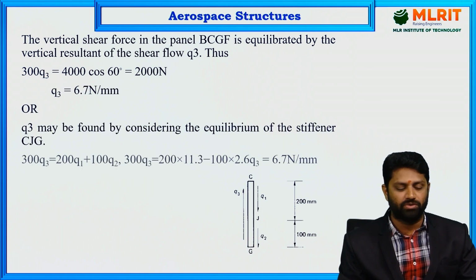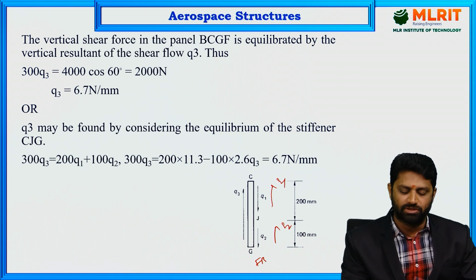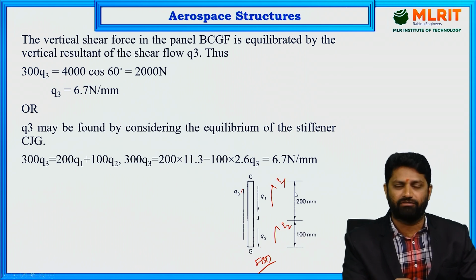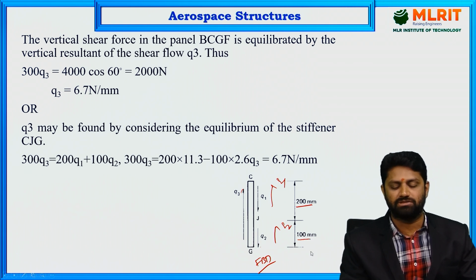Here we are considering the third panel like this. In the diagram we represent Q1 in the upward direction and Q2 in the upward direction. In the free body diagram, you have to represent Q1 and Q2 in the downward direction and Q3 in the upward direction. For this you have to look at the main figure and then draw it, with 200 mm as one length and 200 mm as the other. So this is what we got.